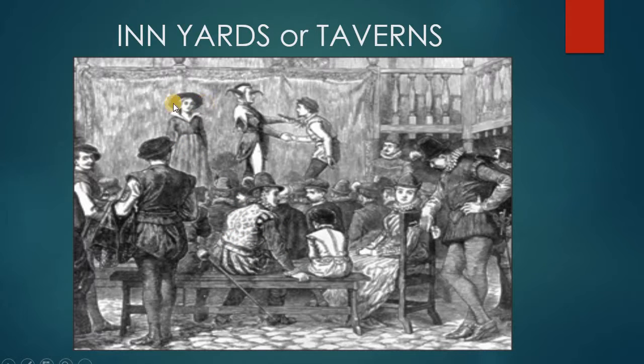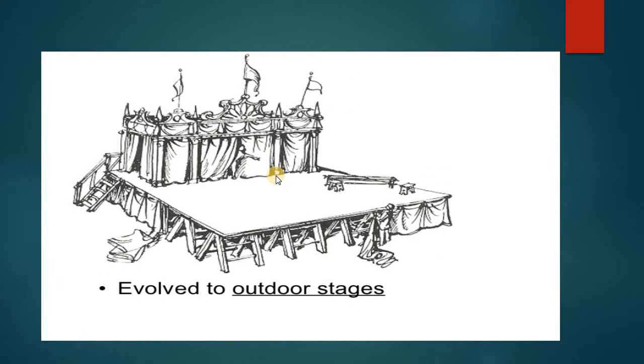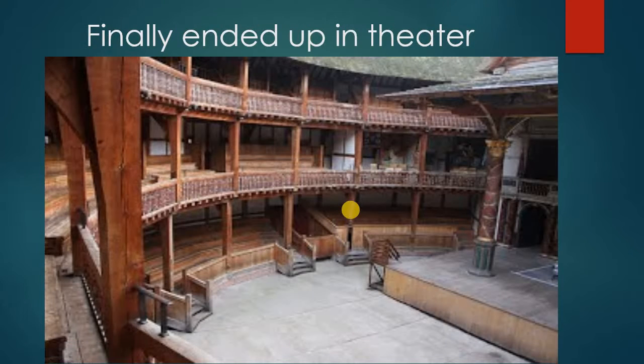Then there are three people here who are performing. So this is innyards or taverns. After innyards, there is a development, and that is outdoor stages. As you can see, there is a stage here, curtains, and rooms for the performers. So there is a development for them to perform. Then after that, it finally ended up in the theater.